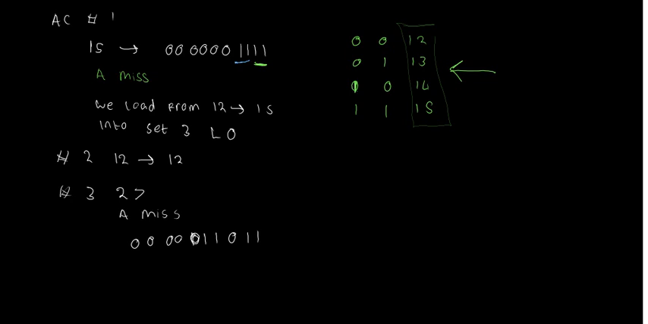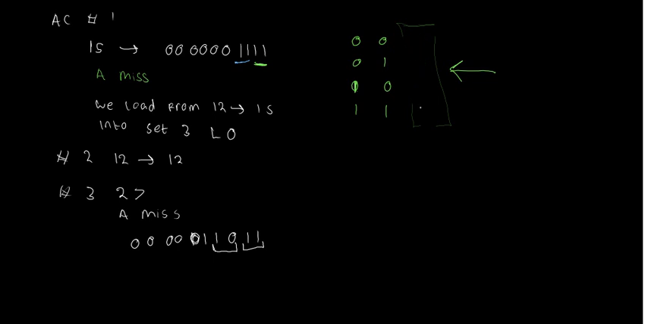So first of all, this guy over here is a miss, so we're going to have to load it into cache. We're only concerned with these 2 set bits here. What's the value for this? The value for this is 2. So we're going to load it into set 2, but which blocks are we going to load in? Same thing we did here previously.